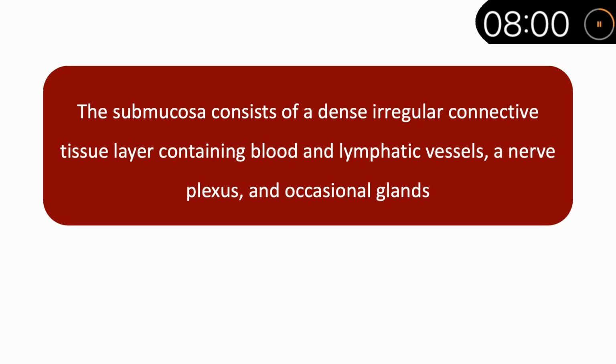Now we can move on to the details of the submucosa. The submucosa contains the larger blood vessels that send branches to the mucosa, muscularis externa and serosa. The submucosa also contains lymphatic vessels and a nerve plexus.